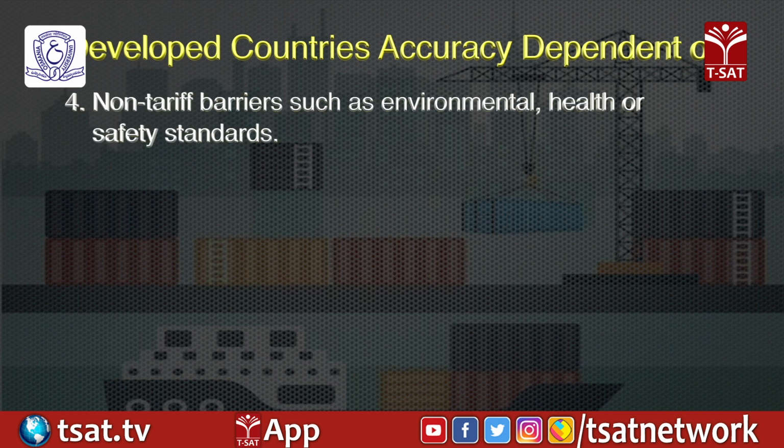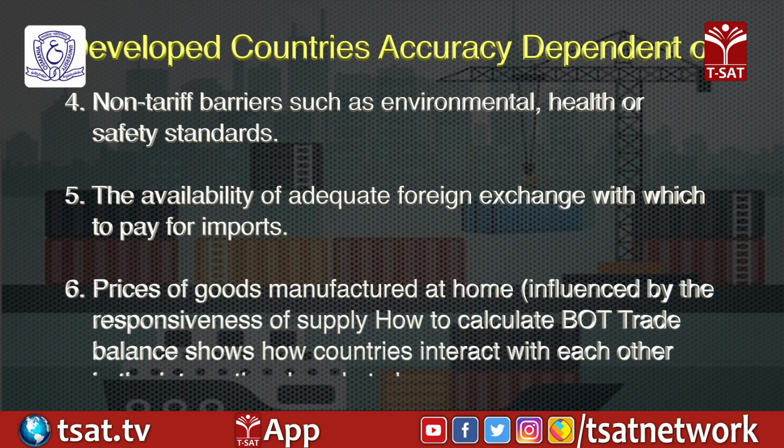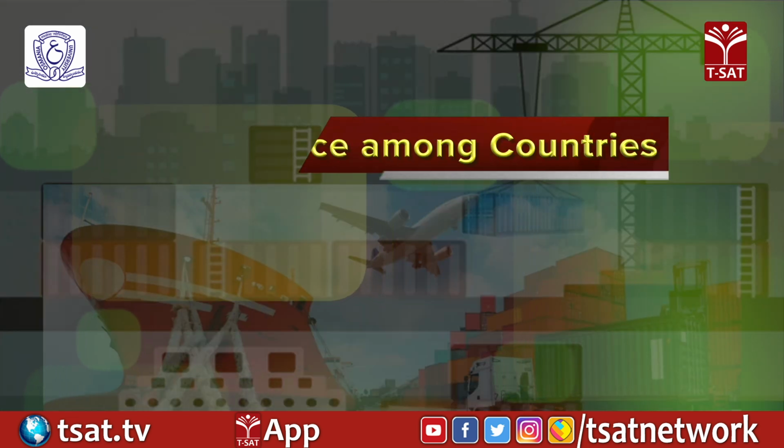Non-tariff barriers such as environmental, health or safety standards. Another factor is the availability of adequate foreign exchange with which to pay for imports, and definitely the price of goods manufactured at home. This can be influenced by the responsiveness of supply. How to calculate balance of trade? Balance shows how the countries interact with each other in the international marketplace.